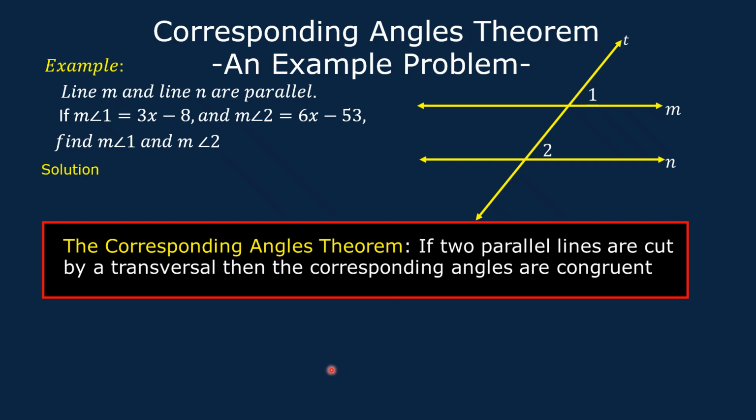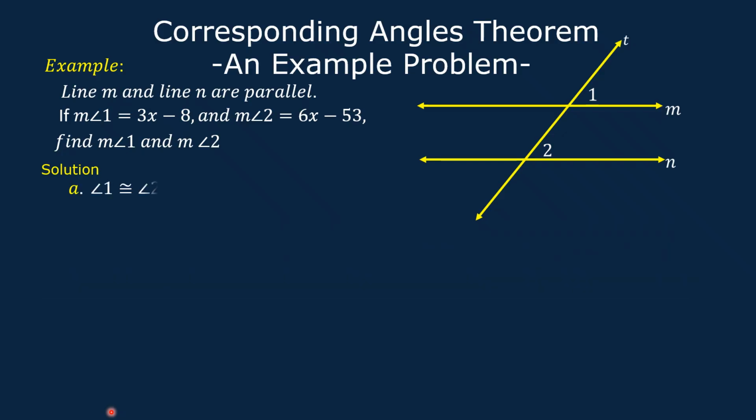According to the theorem, angle 1 is congruent to angle 2. If angle 1 is congruent to angle 2, then their measures are equal. So we can say that the measure of angle 1 is equal to the measure of angle 2.